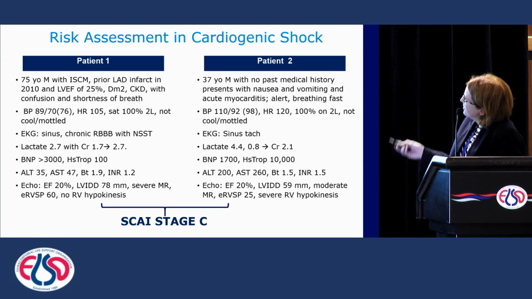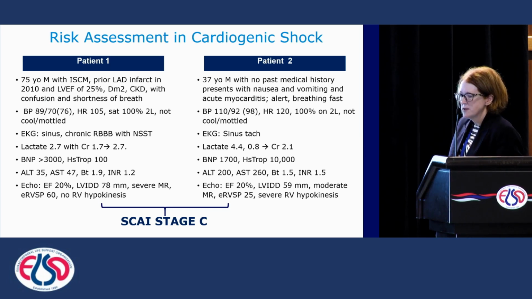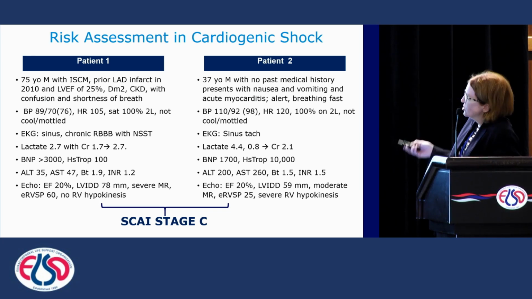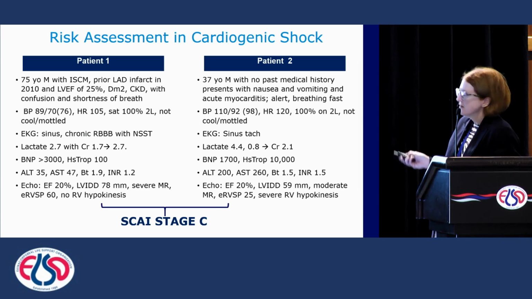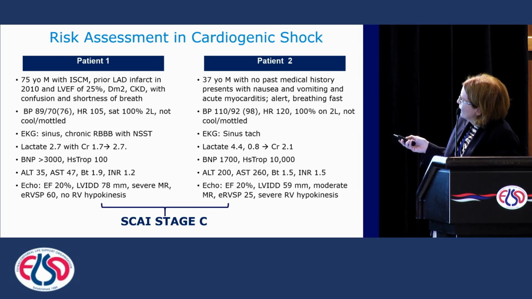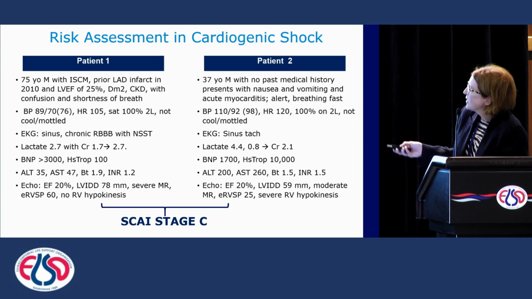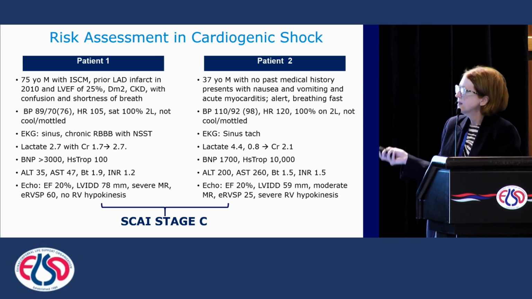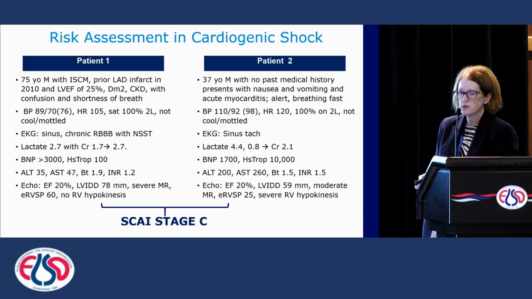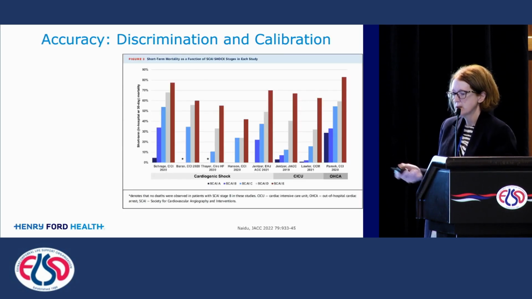A couple hours later, a 37-year-old comes in, no past medical history, has been nauseated and vomiting for the last few days, with abdominal pain. Look at his EKG. You diagnose him based on EKG and some of his labs with acute myocarditis. He's not hypotensive, but he is very tachycardic. His lactate is 4.4, his creatinine is up, his troponins are up, his LFTs are a bit up, and once you look, his RV and his LV are down. So both of these patients, from the information I've given you, are SCAI C, but they each have different risk factors that are going to modify their mortality risk.